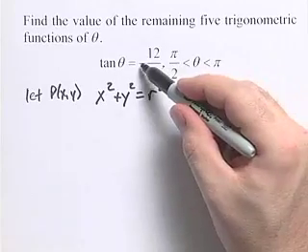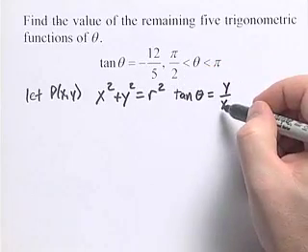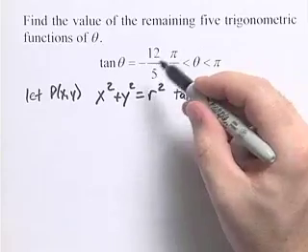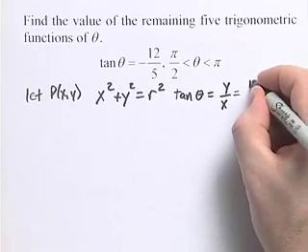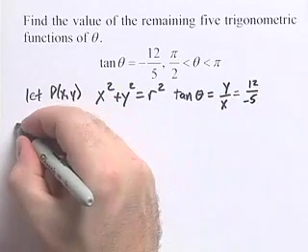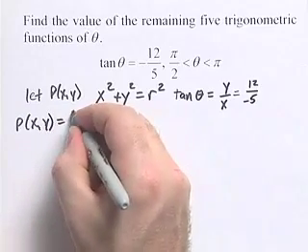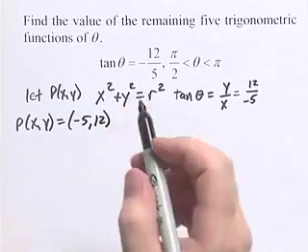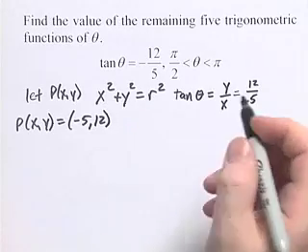Now we have a negative value for the tangent, so we need to determine whether it's y or x that's negative. Since we're in quadrant 2 on our circle, we know that it's the x value that's negative, so we can write this as 12 over negative 5. Therefore our point P(x, y) is equal to negative 5 comma 12. And then we can use that to find our remaining trig functions.